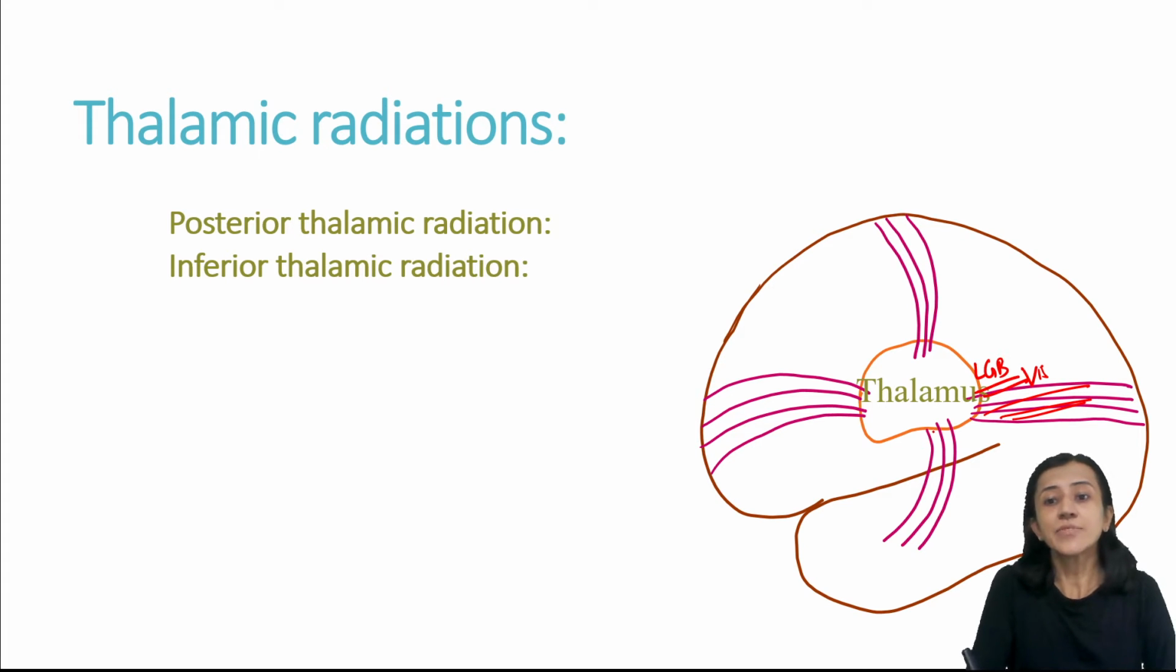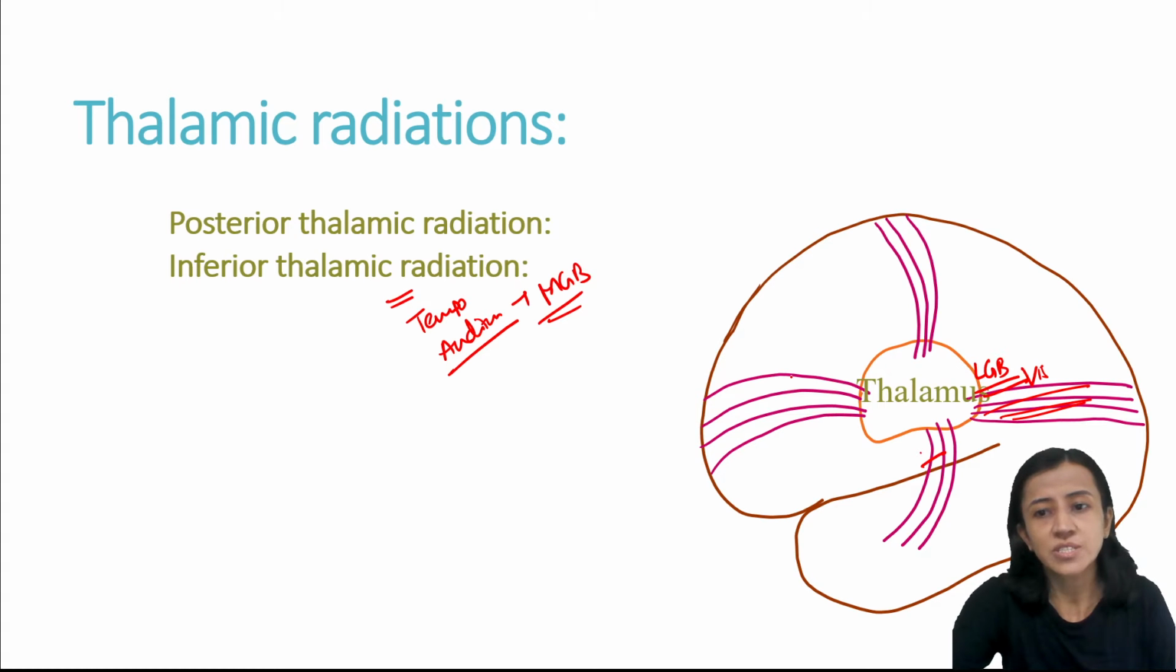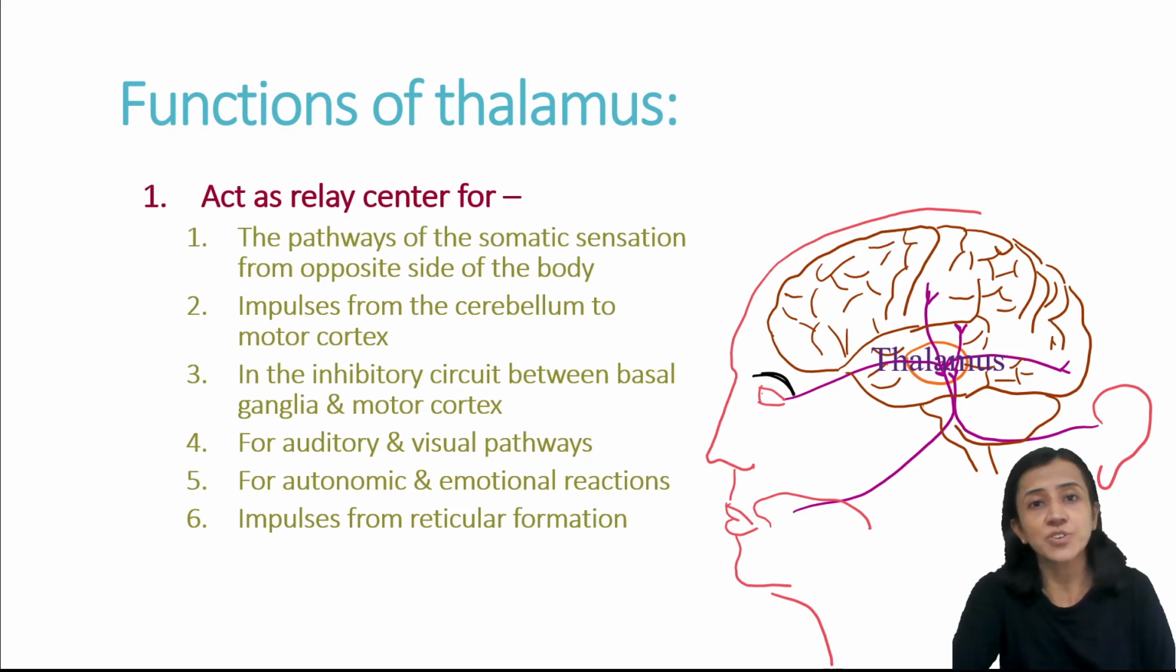Okay, and inferior thalamic radiation, because inferiorly here there is your temporal lobe. The temporal lobe has our auditory area. Auditory fibers relay in your medial geniculate body. So you can say this radiation is connected to the medial geniculate body. Okay, so these are the thalamic radiations. Now we'll discuss the functions of thalamus.